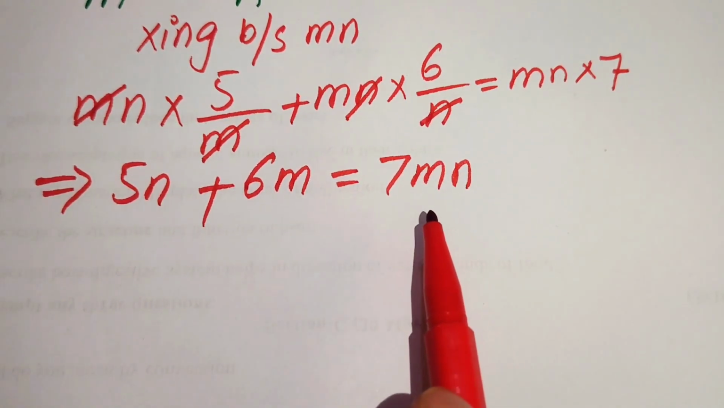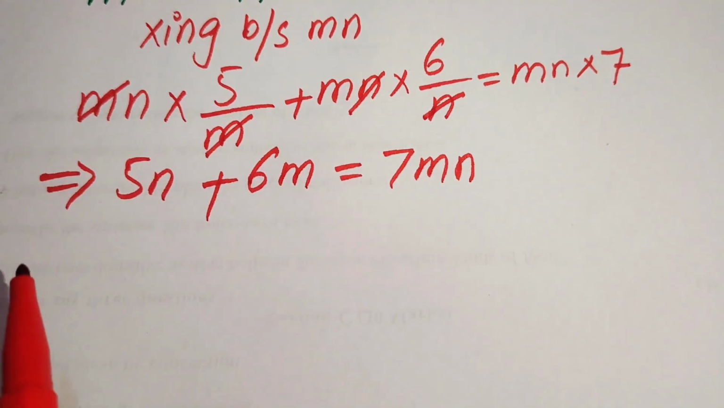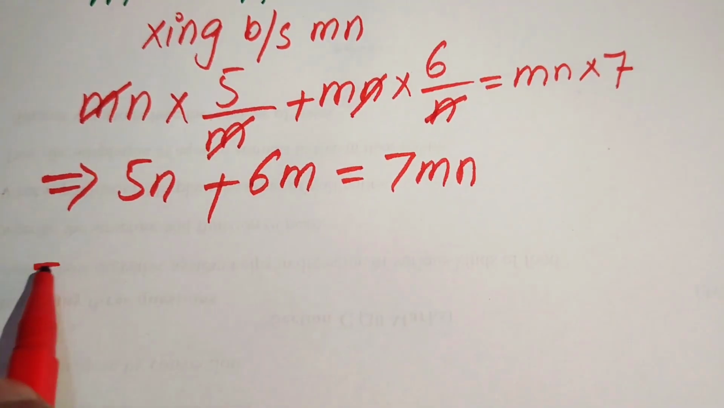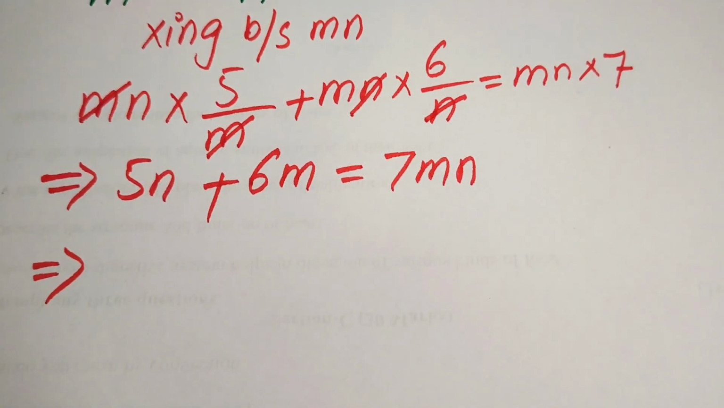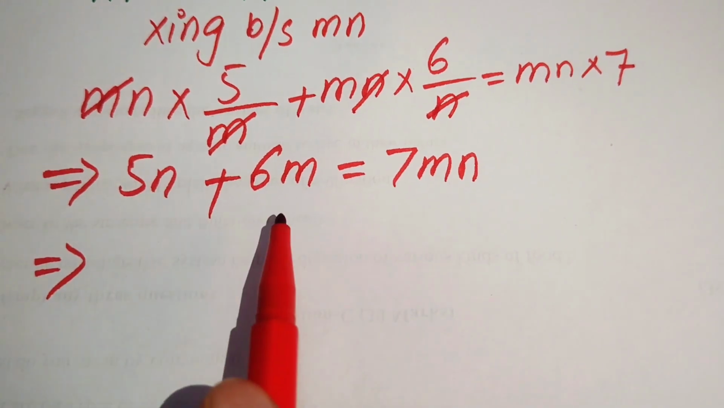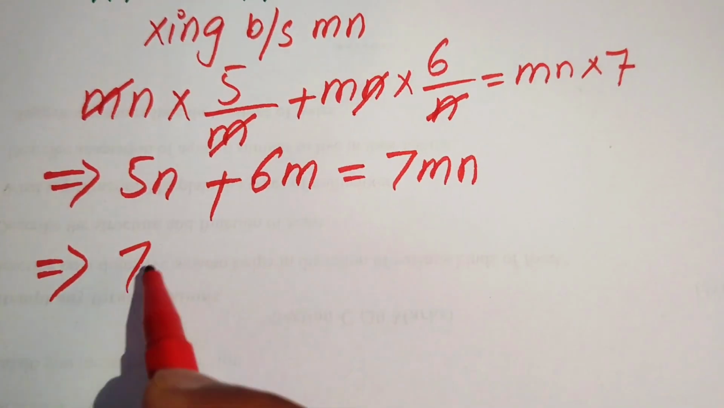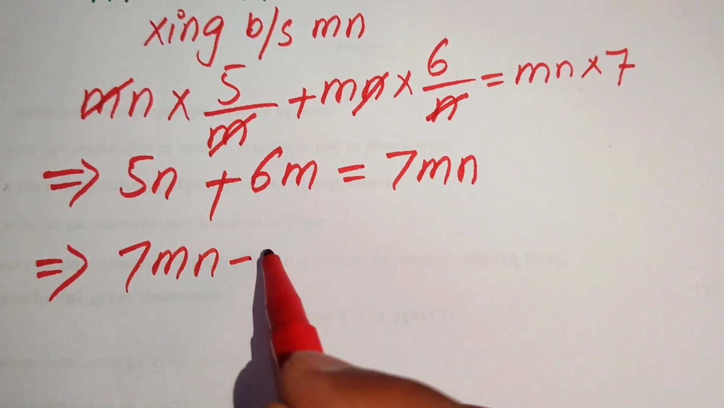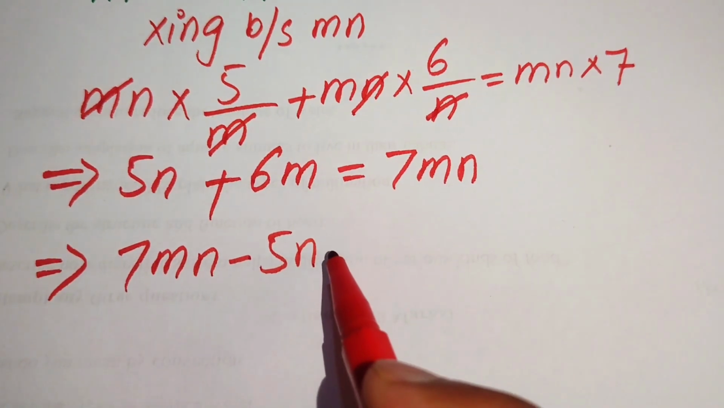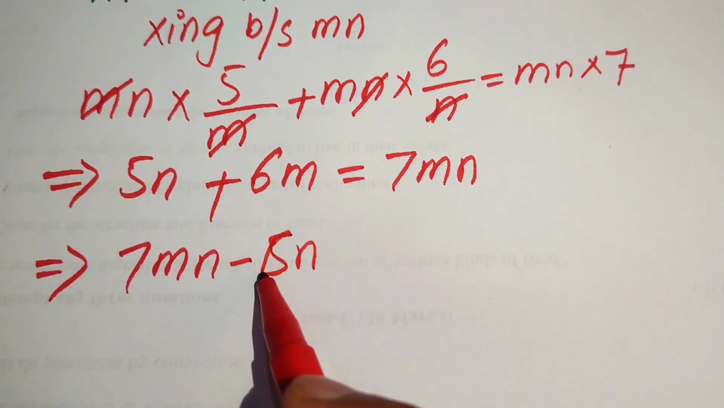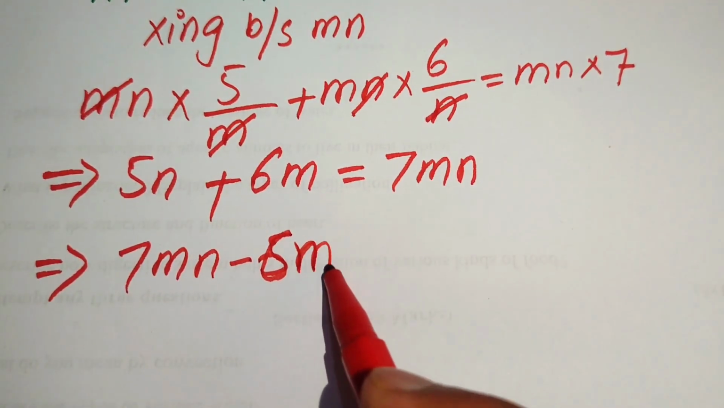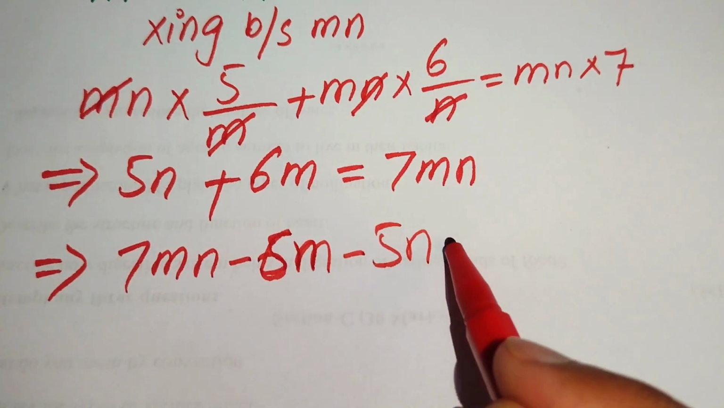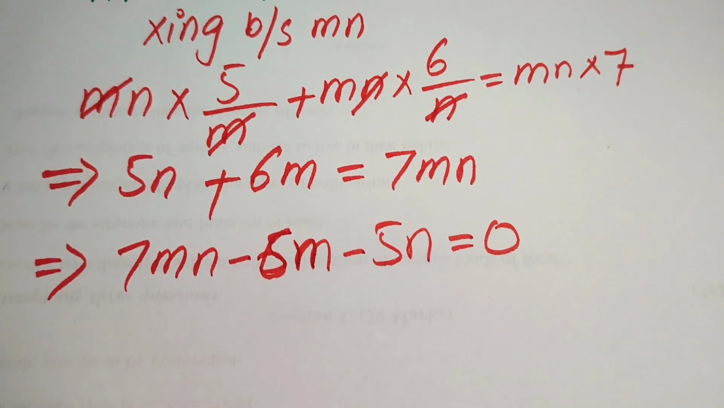Now in the next step, we move the terms on the left hand side to the right hand side, so that it will be written as 7 times mn minus 6m minus 5n, and this whole equals 0.